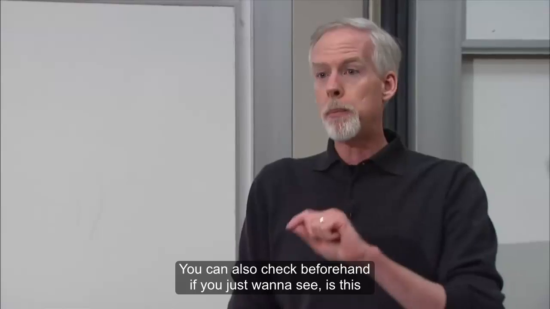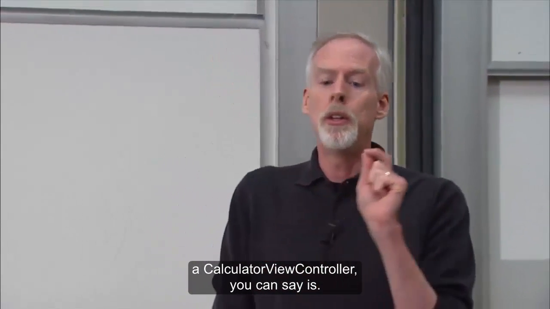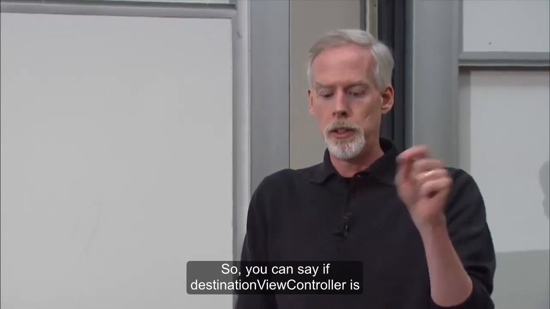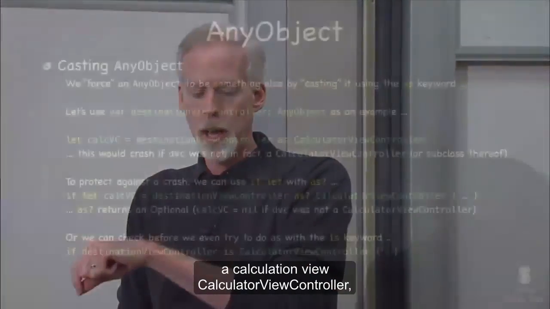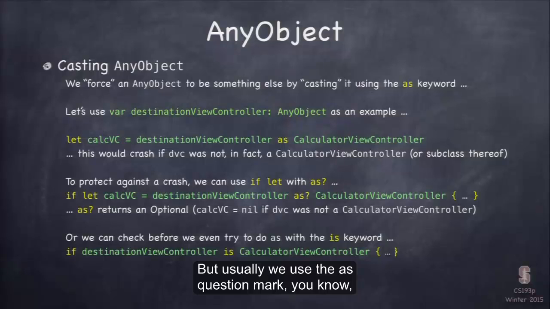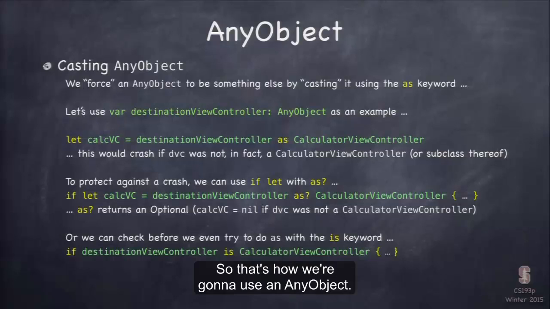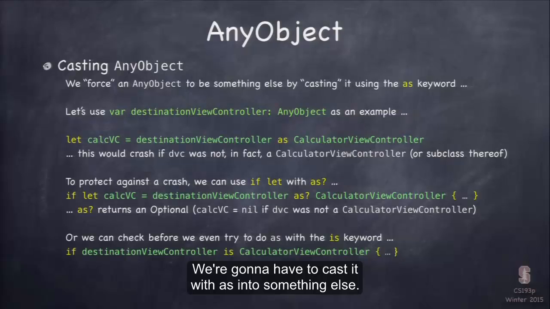You can also check beforehand if you just want to see, is this a calculator view controller? You can say is. So you can say if destination view controller is a calculator view controller, then I'll go ahead and then I can do the as, for example. But usually we use the as question mark, check it and convert it all in one go. Okay? So that's how we're going to use an any object. We're going to have to cast it with as into something else.